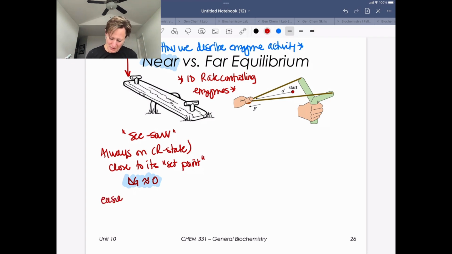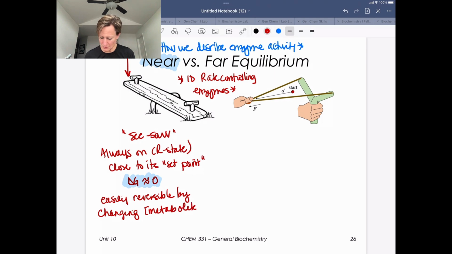So they are easily reversible by changing metabolite concentrations. Okay, remember, metabolites are really reactants or products.